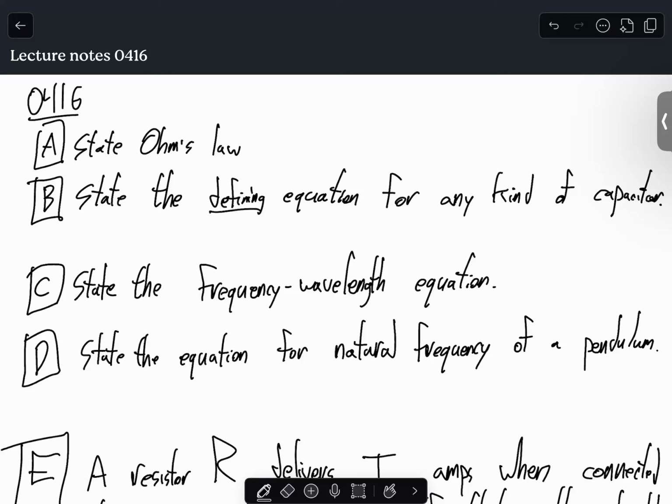B, there are multiple ways to write it. Could I get you all to make it easier for me to grade? Solve for C. In question B, solve for capacitance. Make it easy for me to see that you got it right.